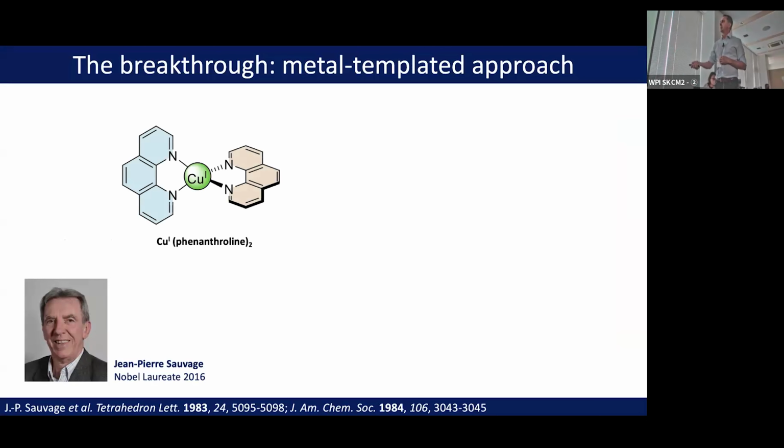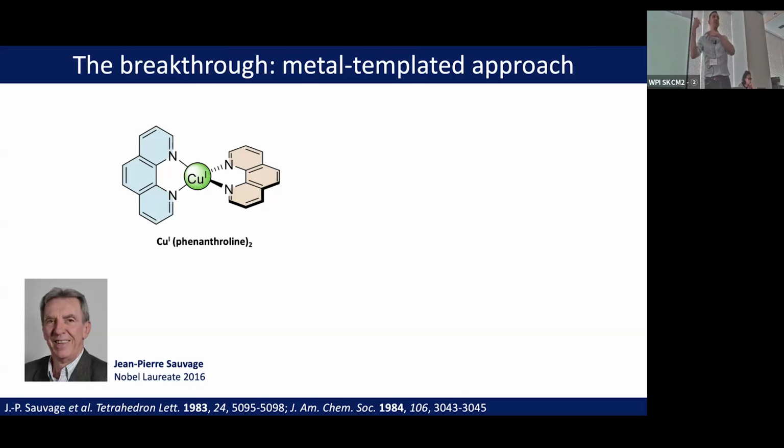So what happens is in 1980, quite a few years later, Jean-Pierre Sauvage at the University of Strasbourg, who was mostly interested in inorganic chemistry and copper complexes, learned that everybody was trying to make catenanes, and he thought, oh, maybe I could use my knowledge to make one. And what he was very familiar with is that if you take copper one and phenanthroline, which is a rigid ligand with two nitrogens, then it forms a tetrahedral complex.